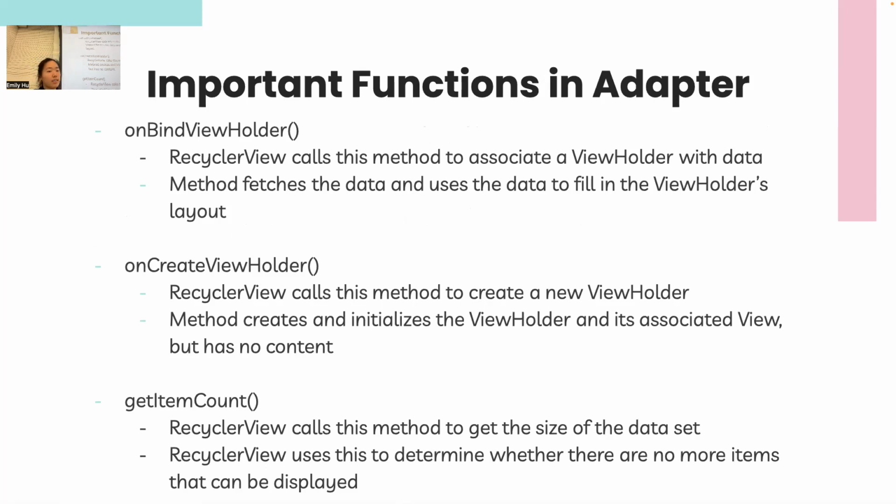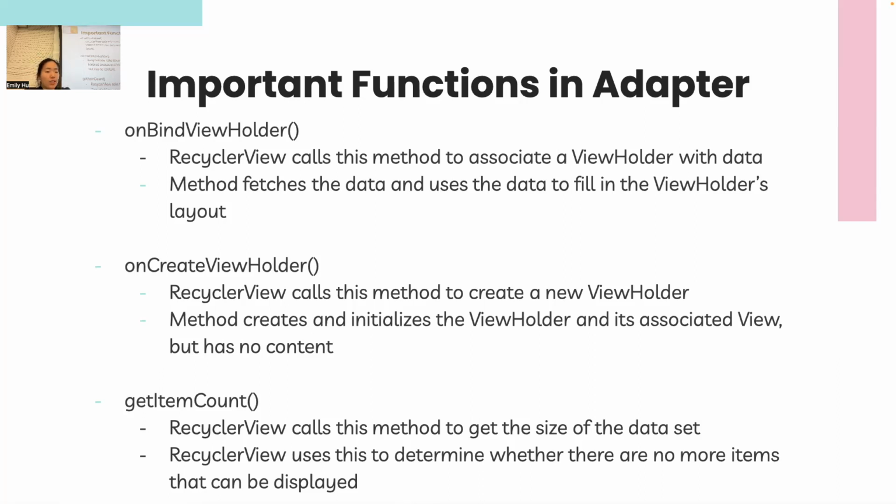Okay, so now we're gonna go through some important functions in the adapter. As mentioned before, you have a view holder and then you also have data, right? There's a function called onBindViewHolder, and essentially RecyclerView calls this method to associate a view holder with its data. The method will fetch the data from whatever list you're storing it in and use it to fill the view holder's layout. In the case of Eatery, it'd be all the dining hall data, and you would take that and fill the little space that you want to display the dining hall in.